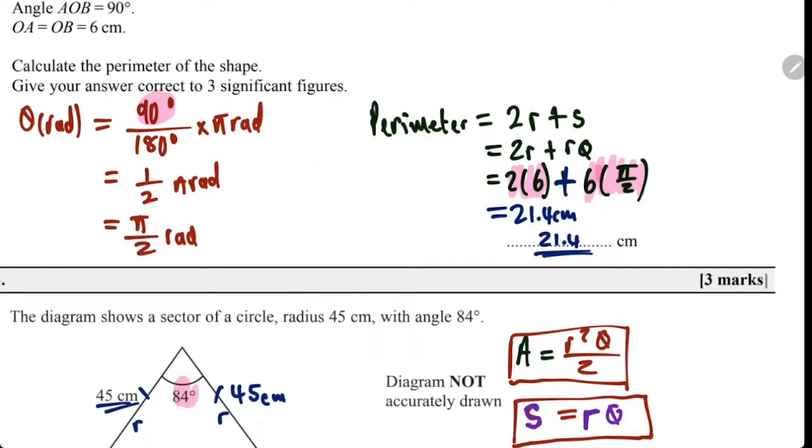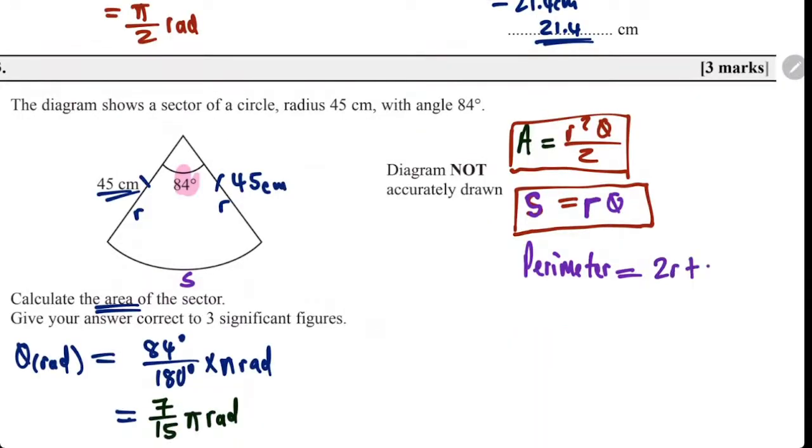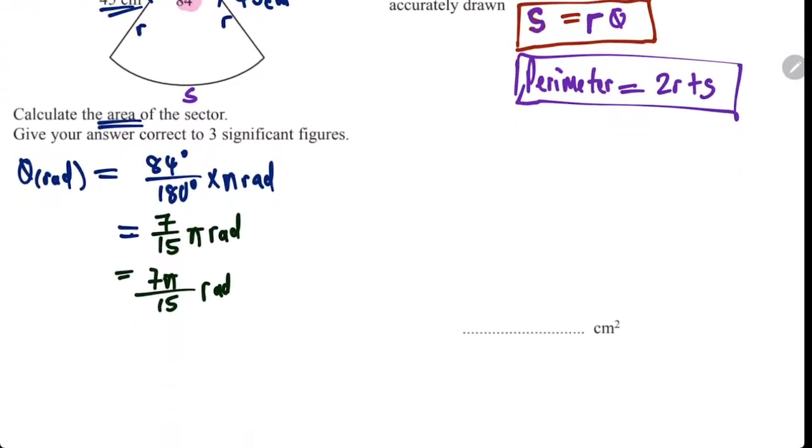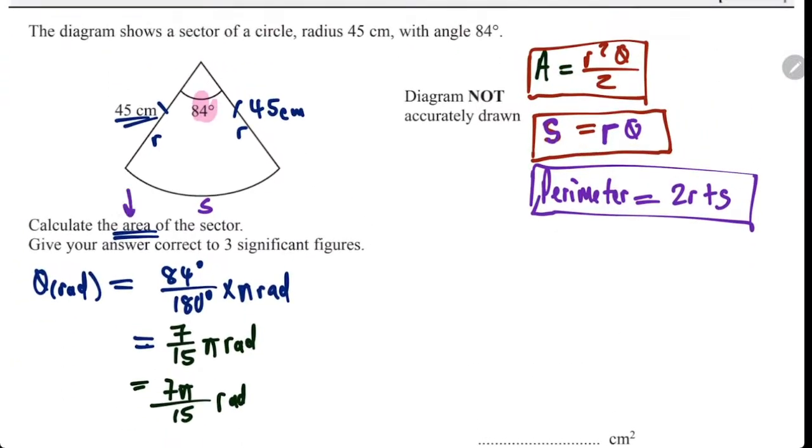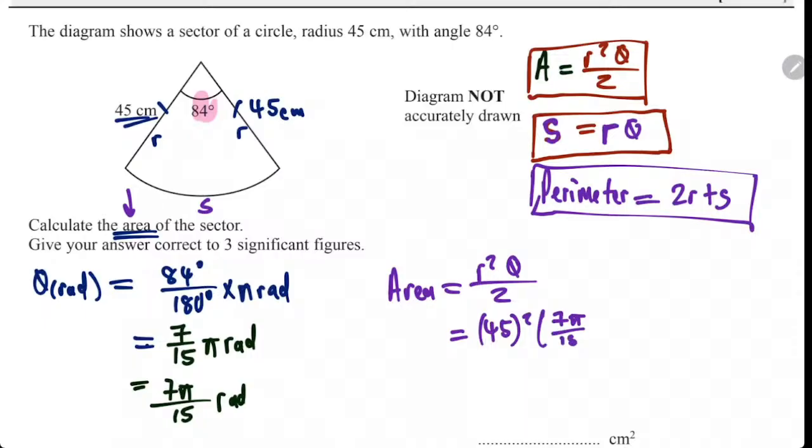Good. So you put it also. The three of them. Make sure you have written them down. Then you just choose one from here. They want area, so you're going to write area. You can put area just as A, or in full, doesn't matter. It is r squared theta divided by 2, which is, what is our r? 45. So it's 45 squared times theta, which is 7 pi over 15. And you divide this by 2.